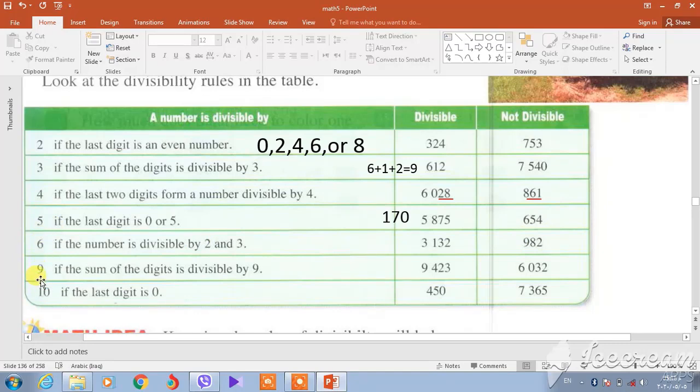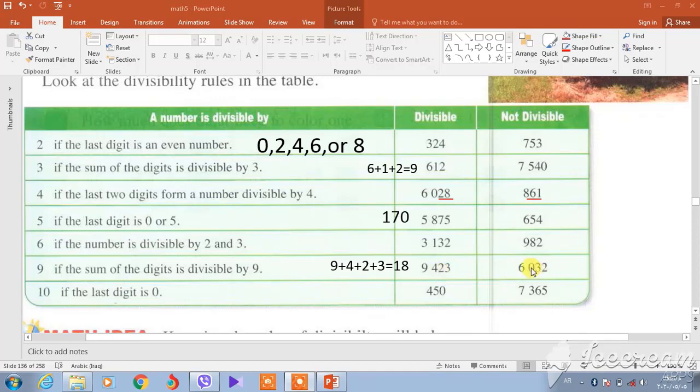And the rule for 9: a number is divisible by 9 if the sum of the digits is divisible by 9. Find the sum of digits. If the sum is divisible by 9, the number is also divisible by 9. We have 9 plus 4 plus 2 plus 3 equal to what? Okay, 9 plus 4 plus 2 plus 3 equals 18. Because 18 is divisible by 9, 9423 is also divisible by 9.